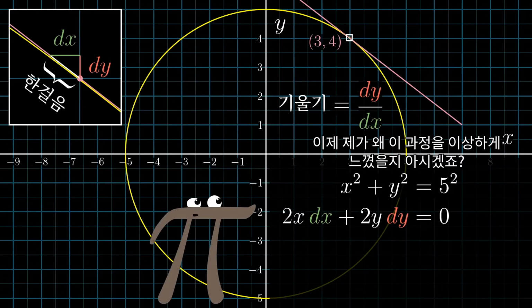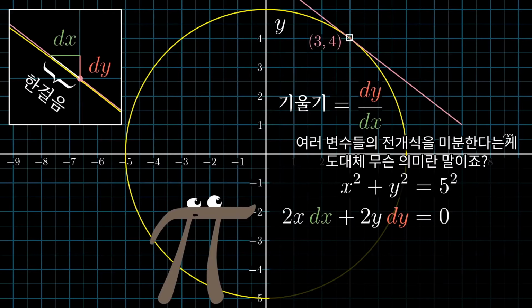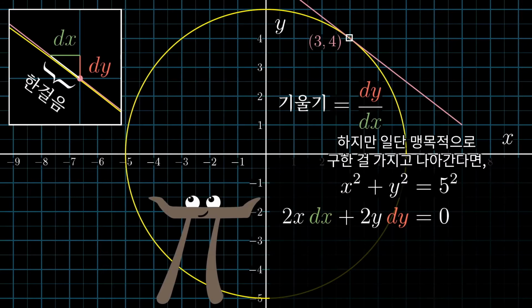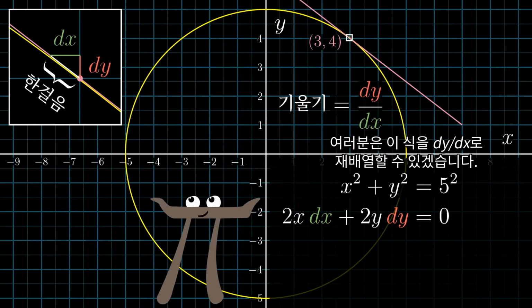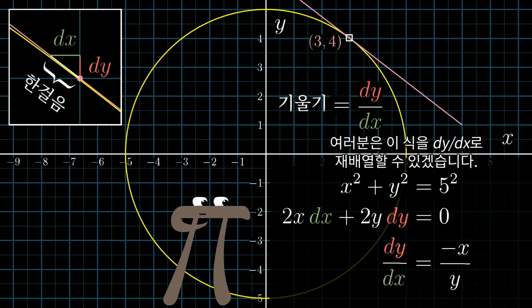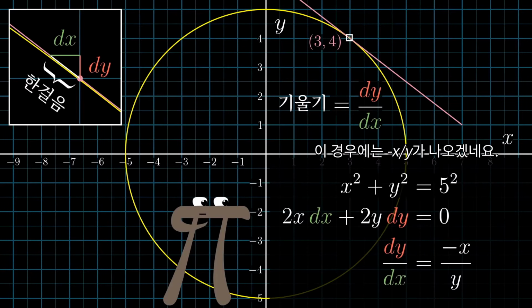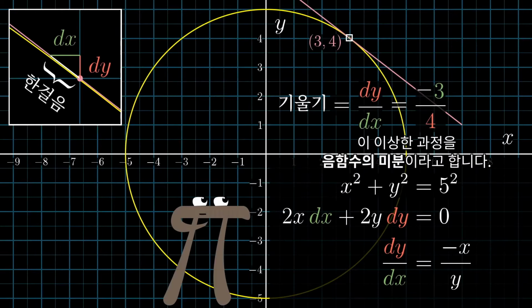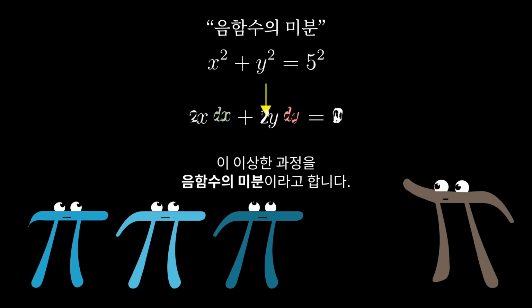Now, you can see why this feels a little strange, right? What does it mean to take the derivative of an expression that has multiple variables in it? And why is it that we're tacking on the little dy and the little dx in this way? But if you just blindly move forward with what you get, you can rearrange this equation and find an expression for dy divided by dx, which in this case comes out to be negative x divided by y. So, at the point with coordinates xy equals 3, 4, that slope would be negative 3 divided by 4, evidently. This strange process is called implicit differentiation.